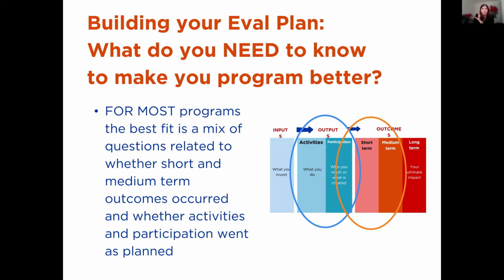This is not universally true. Like I said, a lot depends on the program. It depends on your funder. It depends on the environment in which you are implementing your program. But for most people, this is really the sweet spot for most evaluation.